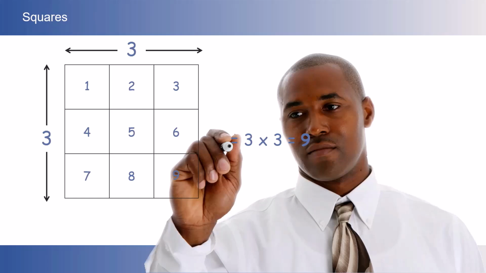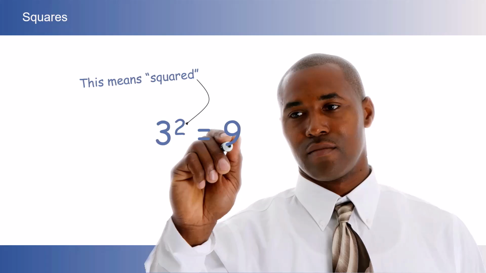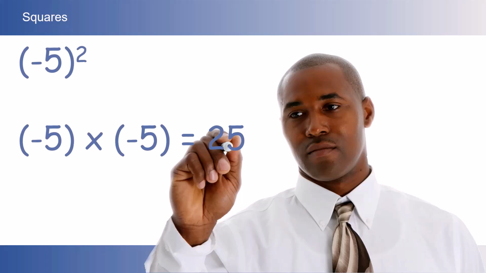To square a number, just multiply it by itself. Squared is often written as a little 2, as shown here. We can also square negative numbers. When we square a negative number, we get a positive result. This is because a negative times a negative gives a positive, as we learned earlier. When we have two like signs, we get a positive.